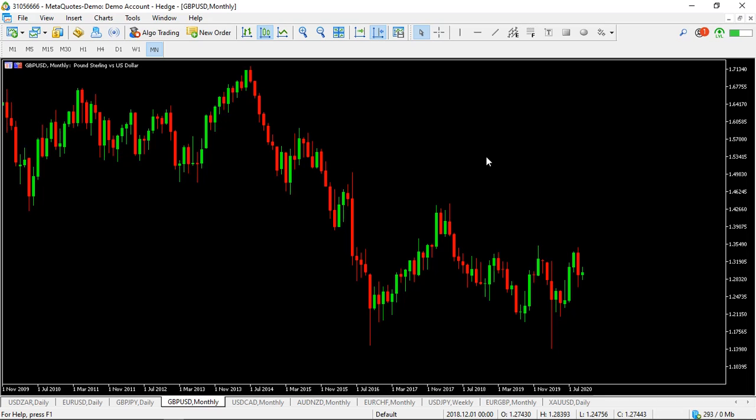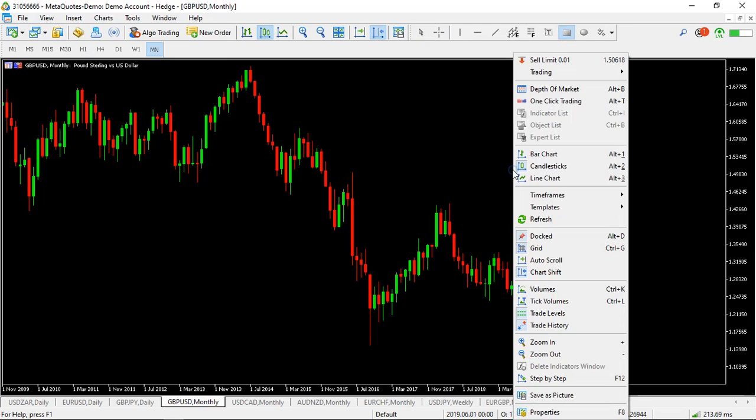Okay, let's continue. In front of me I have GBP USD, and this is my monthly time frame. GBP USD is also well known as the cable. Going forward, this is a monthly, and each candle is created every month. Please look closely here.